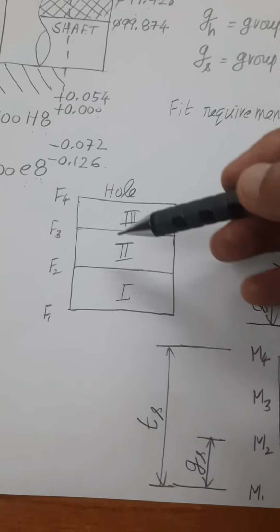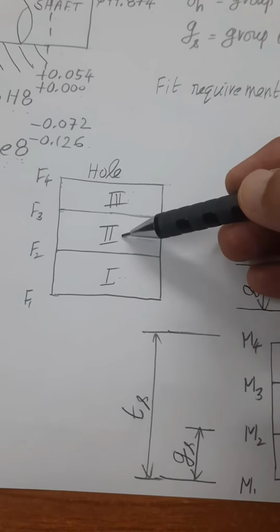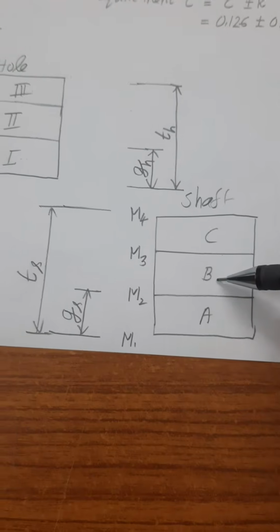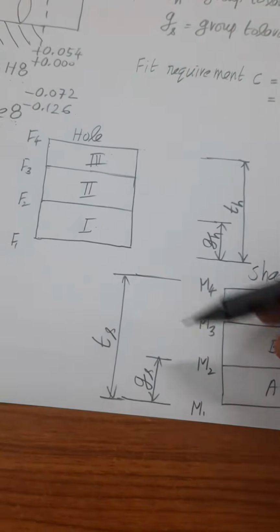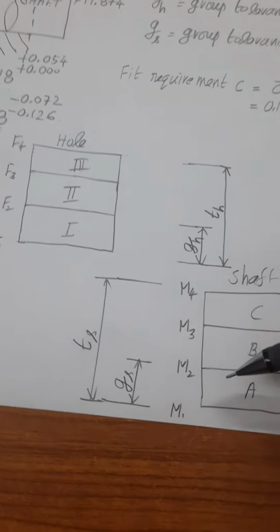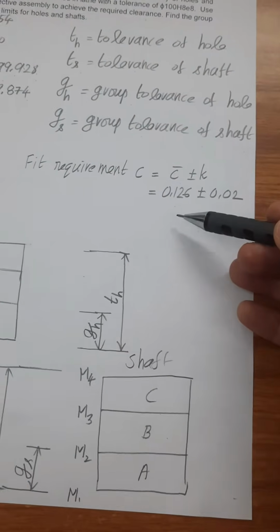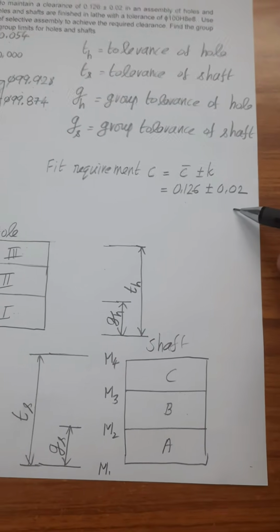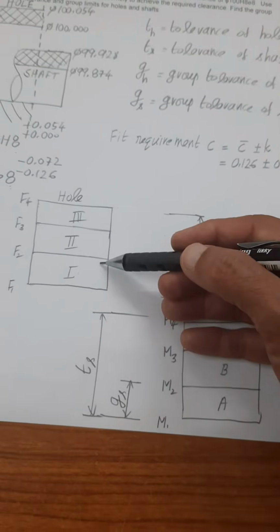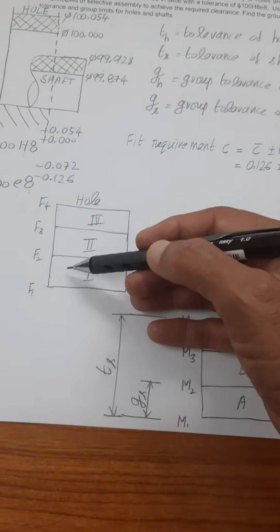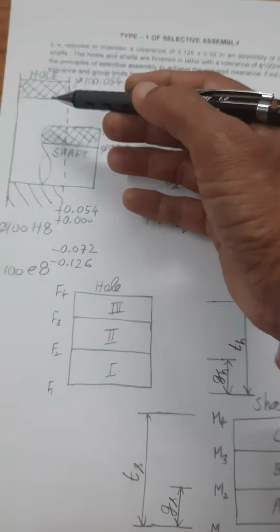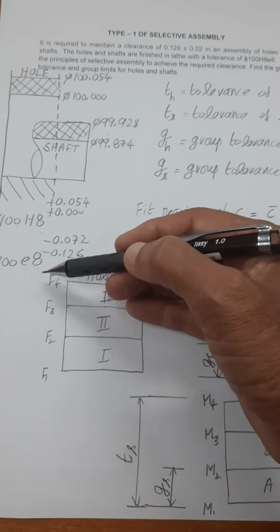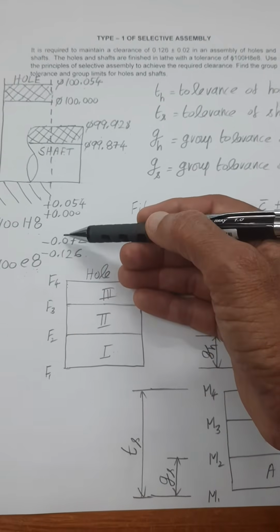Similarly, taking any one hole from the second group, assembling with any one shaft from group B. If I do like this, pairing the corresponding groups of hole and shaft, I am able to get the required clearance of 0.126 plus or minus 0.2 without increasing the cost. Here, why I am not increasing the cost is, I am still using the cheaper method of manufacturing the holes and shaft using turning, because IT grade 8 is very much achievable in the turning process.